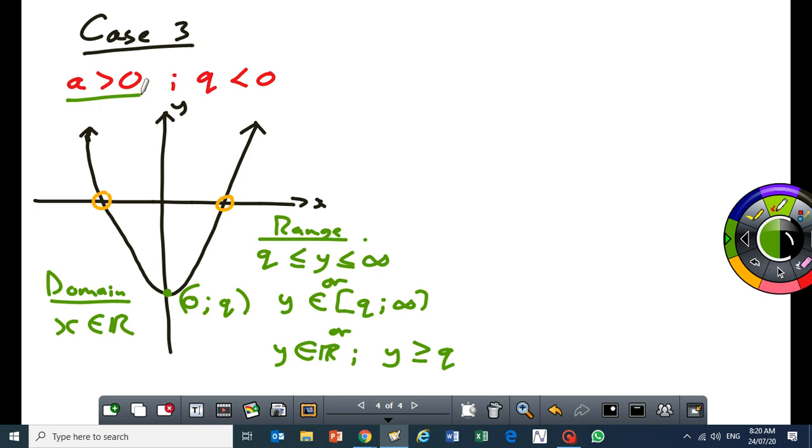So we have 3 cases when A is positive. That is when Q is 0, when Q is positive, and also when Q is negative. Then let's move on to the 4th case.